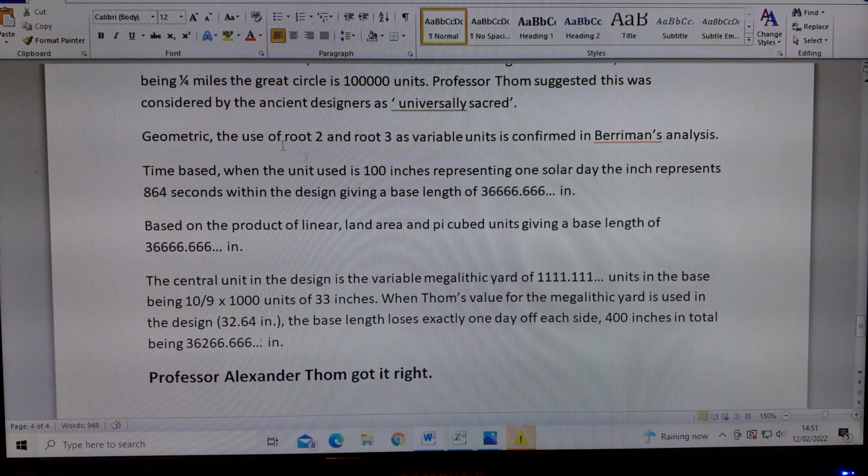When Thom's value for the Megalithic Yard is used in the design, 32.64 inches, the base length loses exactly 1 day off each side, 400 inches in total, being 36266.666 inches. We'll look at that now. Professor Alexander Thom got it right. I've been working on this for 8 years, and there's absolutely no doubt that Professor Thom got things absolutely right with his Megalithic Yard, and we can show that now.